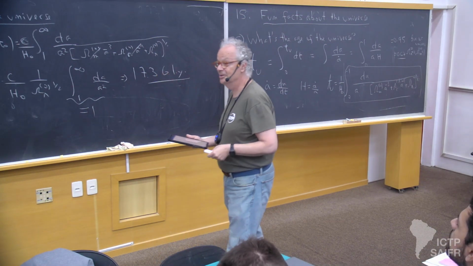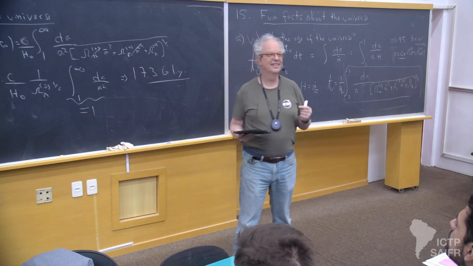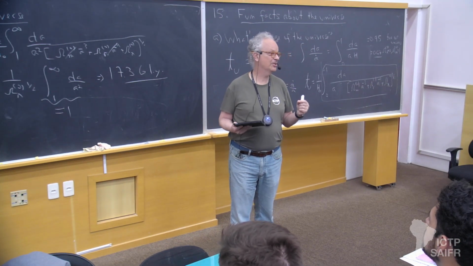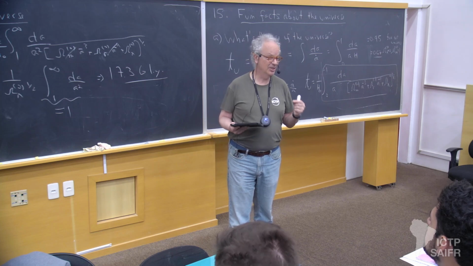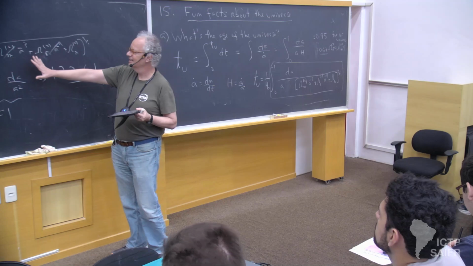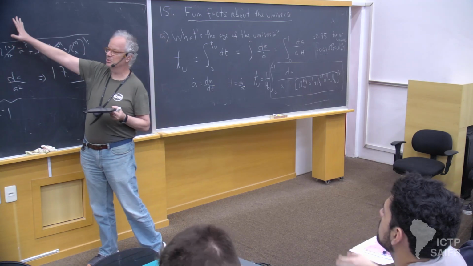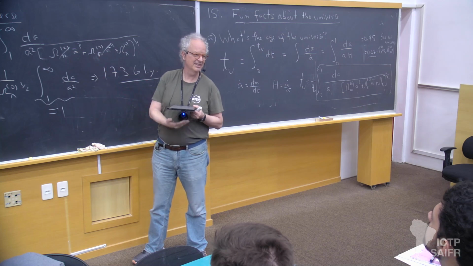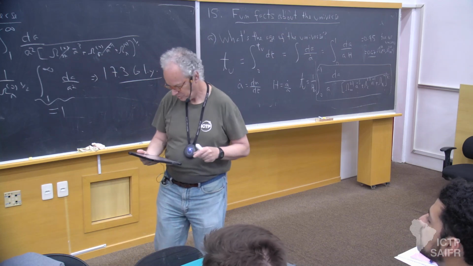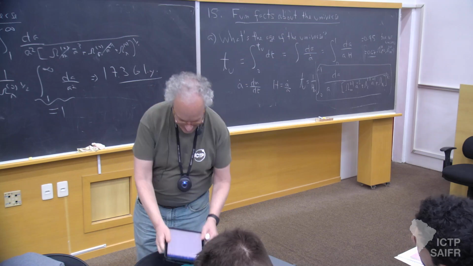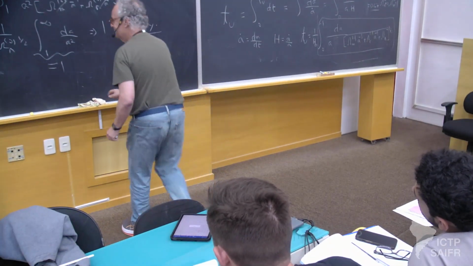So there's a maximum size to the observable universe because of the cosmological constant. The only reason this is happening, suppose there was no cosmological constant, this integral would diverge. It's just because of the cosmological constant. So there's a maximum size to the universe. And this is a lot of fun.